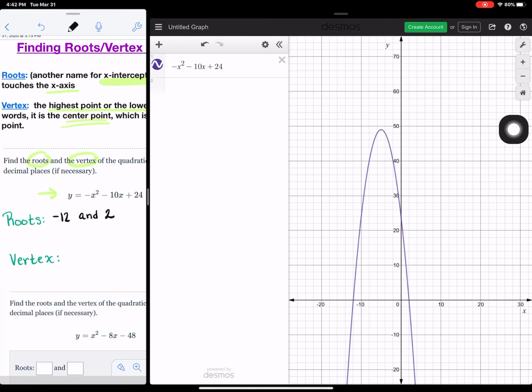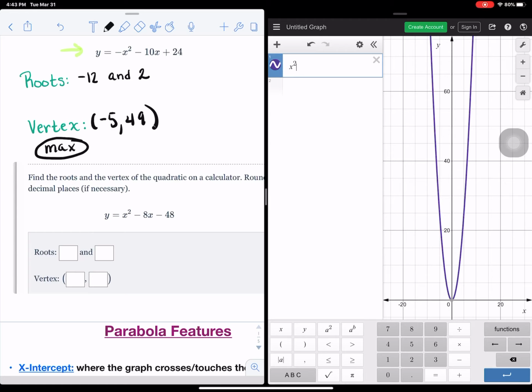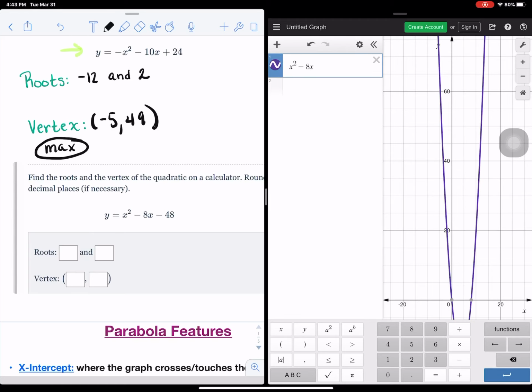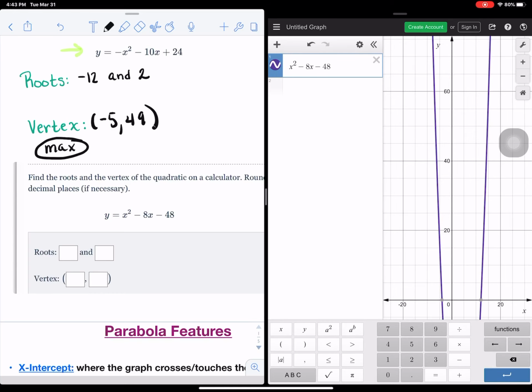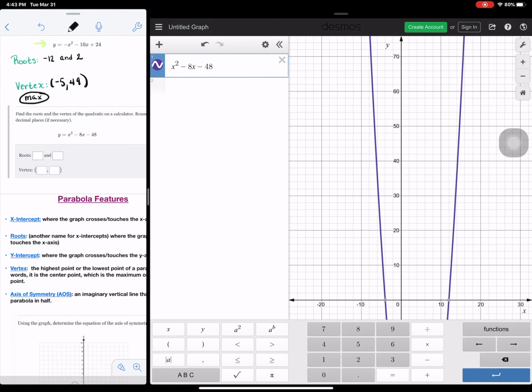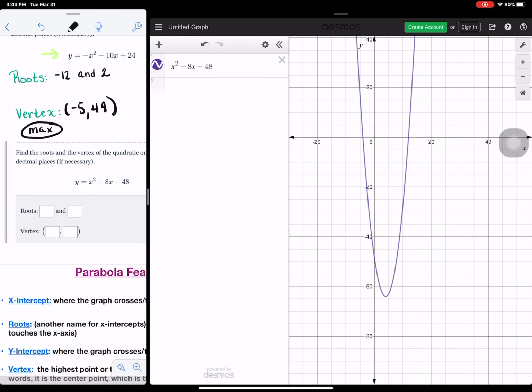My next equation is x squared minus 8x minus 48. So I am going to zoom. My x-intercept, which is my root, the first one I see is negative 4. So I'm going to come back and write negative 4. And then I'm going to tap on it, and it is 12 for the next one. So my roots are negative 4 and 12.